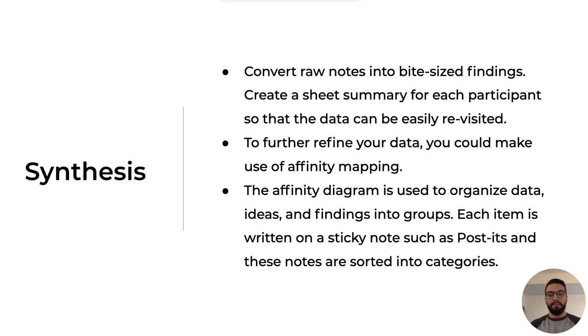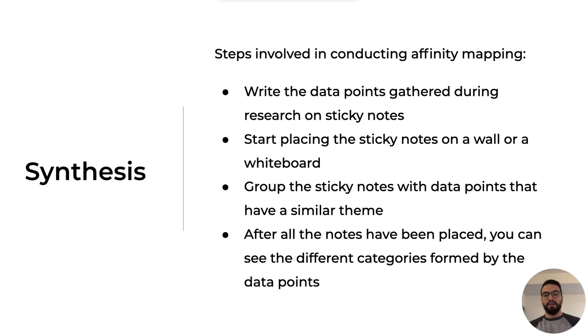An Affinity Mapping diagram is used to mainly just organize your data, ideas, and findings into groups. Each item is written on a sticky note, such as Post-its or whatever, or you could do it on a virtual one. And these are notes that are then sorted into specific categories. I'll show you an example in just a sec. So the steps involved in conducting affinity mapping: one, you would write the data points gathered during a specific research on sticky notes. Those could be specific insights that you get out of it. And then start placing those sticky notes on a wall or a whiteboard.